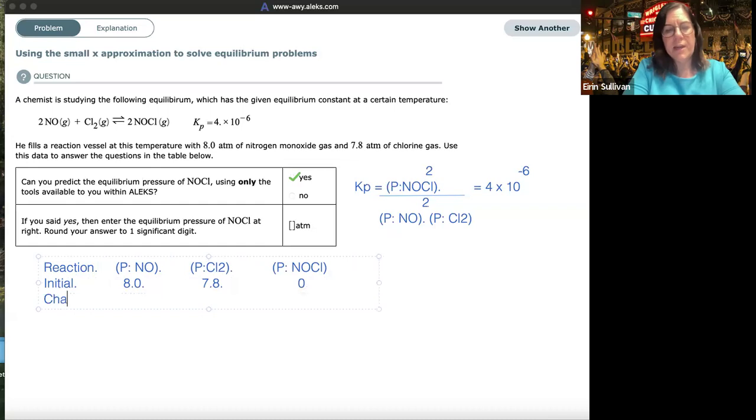All right, so then the change row, this is when we're going to be smart and look for something with a stoichiometric coefficient of 1, which is going to be our chlorine.